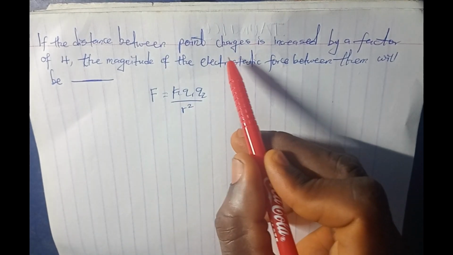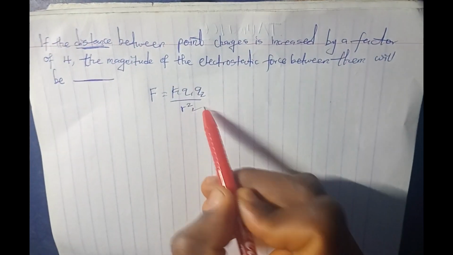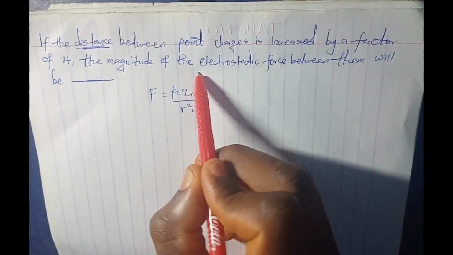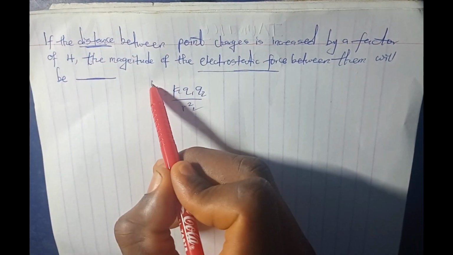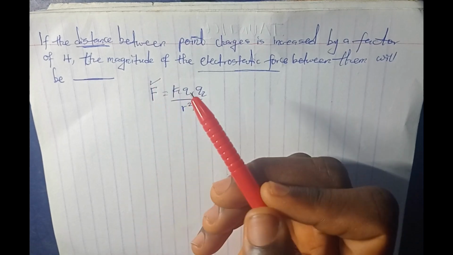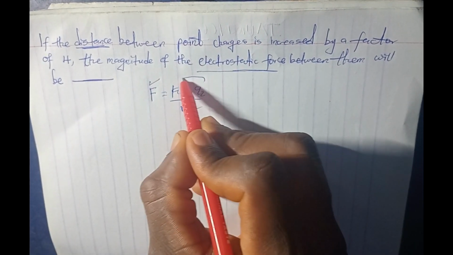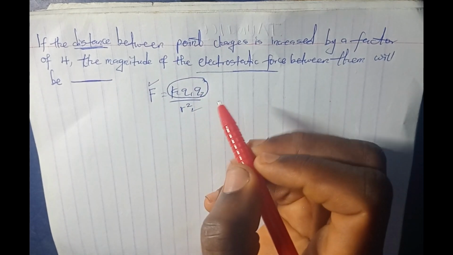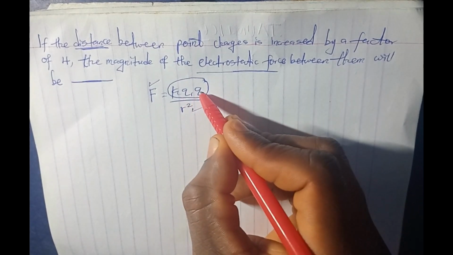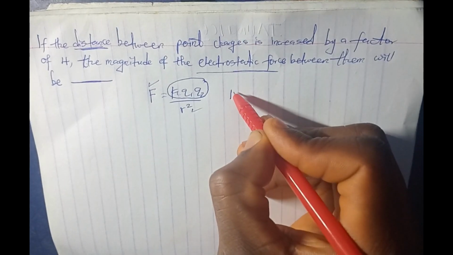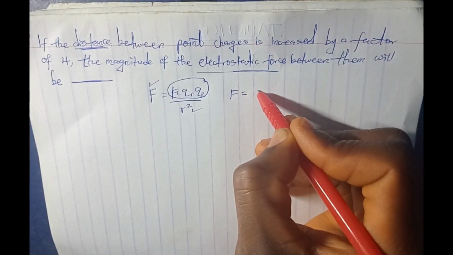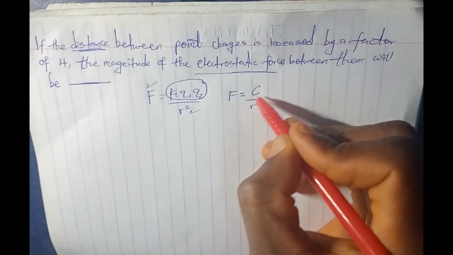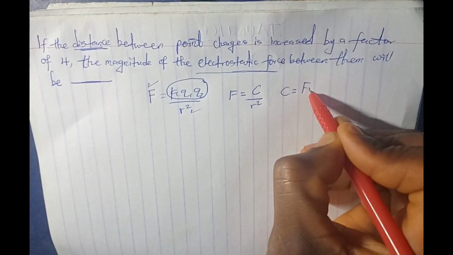If the distance, which is R, between point charges is increased by a factor of 4, the magnitude of the electrostatic force, which is this, between them will be dash. So they did not mention K, they did not mention the charges Q1 and Q2, they did not give the values. So we assume that K, Q1, Q2 are constant. So F equals constant. Let me take C as a constant all over R squared. So if I cross multiply, I will have that C, the constant, is given by F R squared.